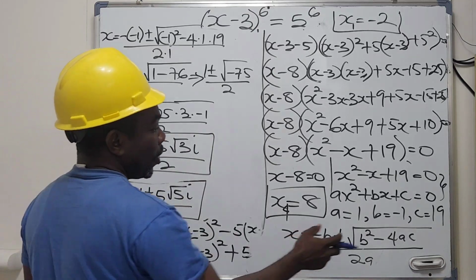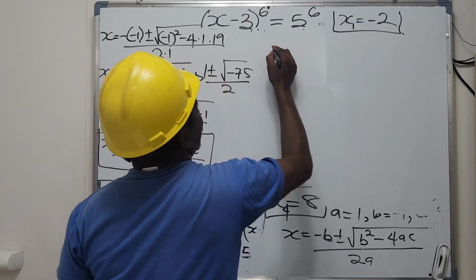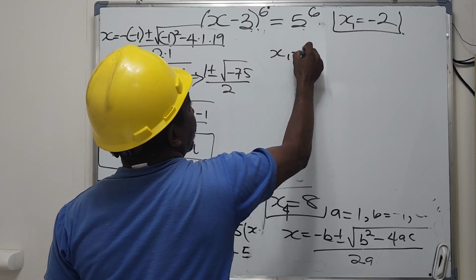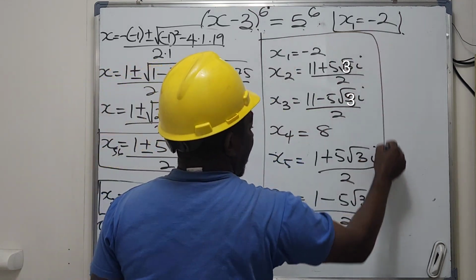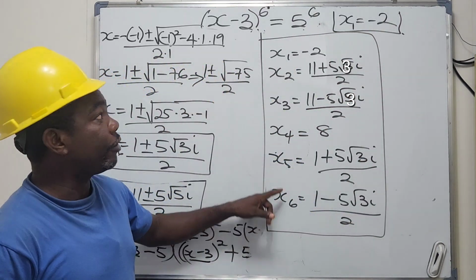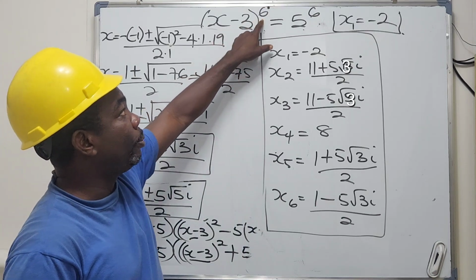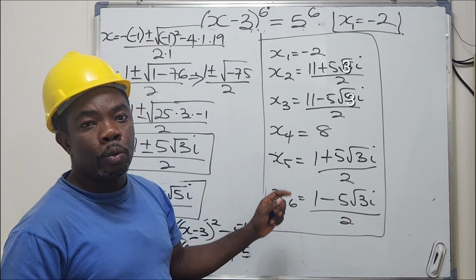We can write it out. All the solutions of x that we have, starting from x1 here, we have x1 equals minus 2. So these are the 6 solutions of x that we have, and there are 6 in number. Why do we have 6 solutions of x? Because we have this to the power of 6. We always expect that all the solutions of x will be 6 in number.